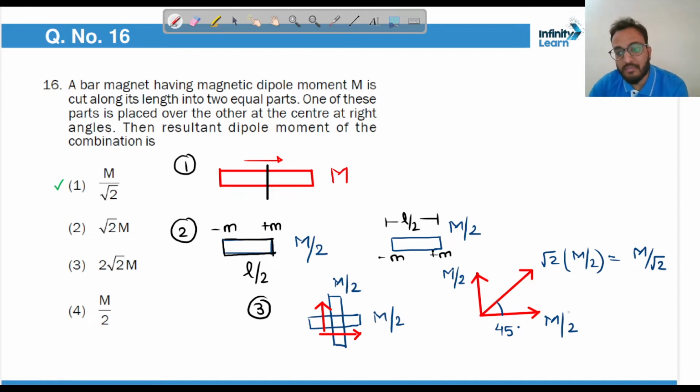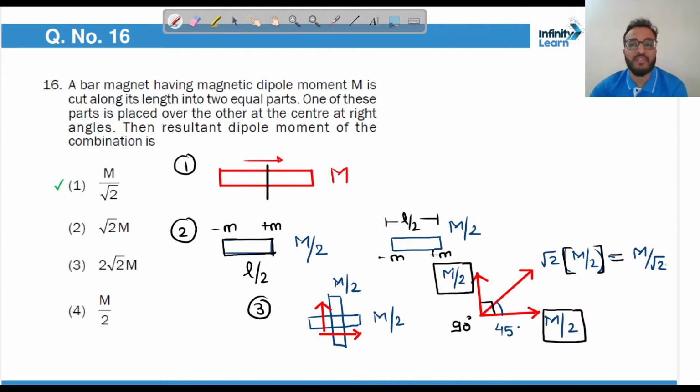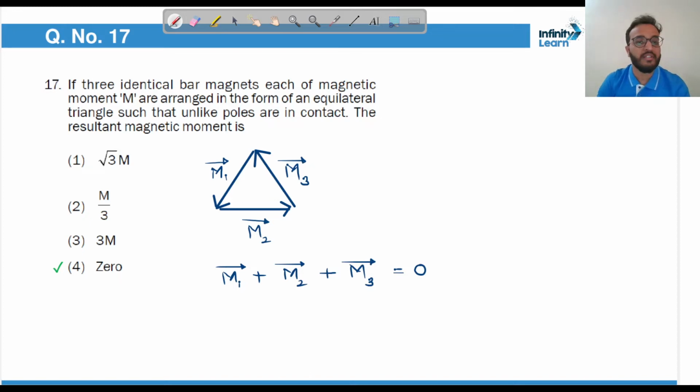So one will produce a magnetic moment of M by 2. Another will also produce a magnetic moment of M by 2. Since they are at 90 degrees, the resultant will be root 2 times M by 2, which is M by root 2. So this is the resultant. That is why first option is correct. I hope you understood, okay, students.